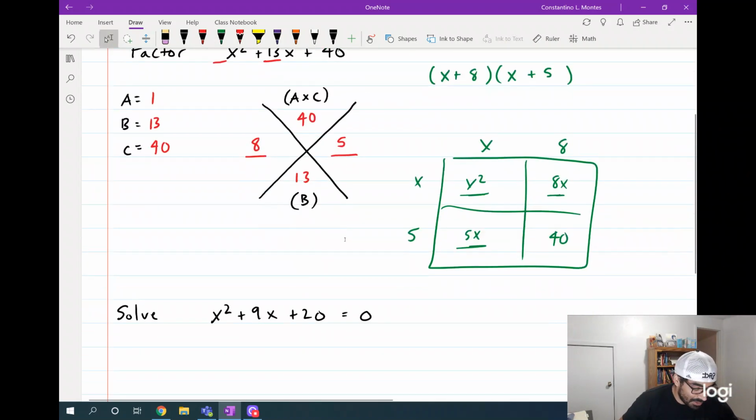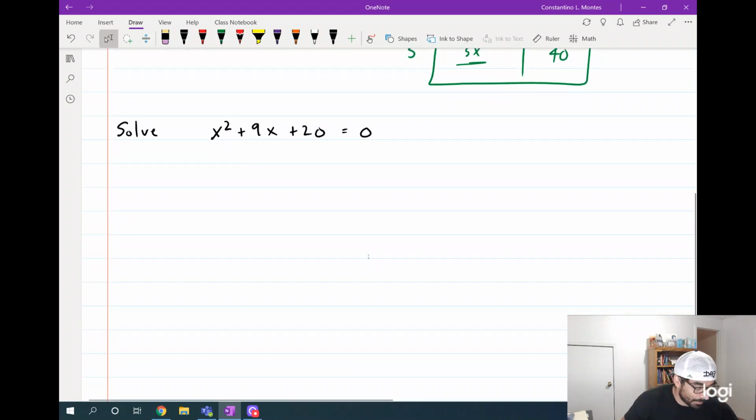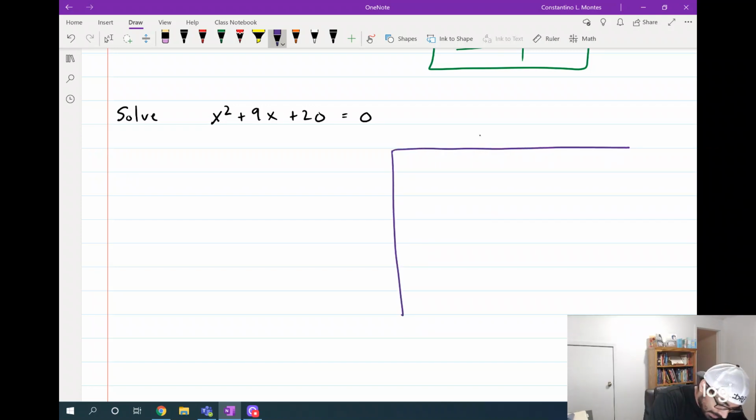So the question is, now what? Right? So we're factoring now. How are we going to utilize this to help us solve the equation? So a question that you might have is something like this that says solve x squared plus 9x plus 20 equal to 0. Now before we do that, we're going to talk about this thing called the zero factor property. And I'm going to write this over here. Hopefully it doesn't get cut off by my big face in the corner. Let's call this the zero factor prop, short for property.